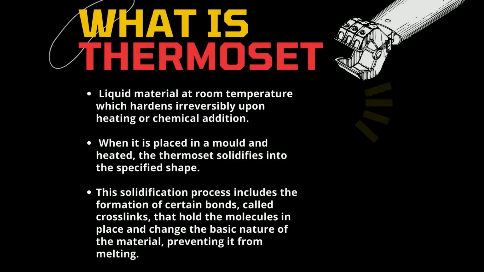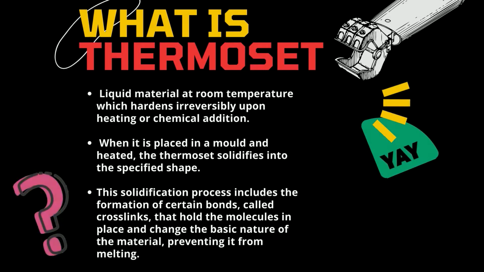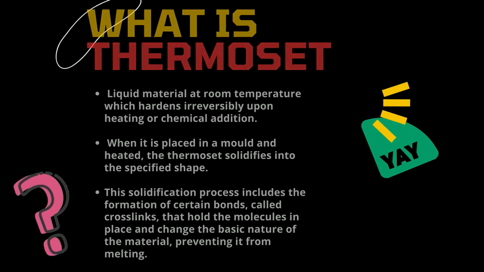Sure. What is thermoset? Thermoset is a liquid material at room temperature which hardens irreversibly upon heating or chemical addition. When it is placed in a mold and heated, the thermoset solidifies into the specific shape. This solidification process includes the formation of certain bonds, called crosslinks, that hold the molecules in place and change the basic nature of the material, preventing it from melting.